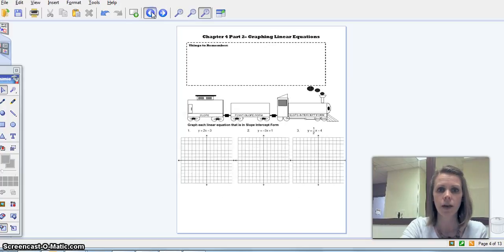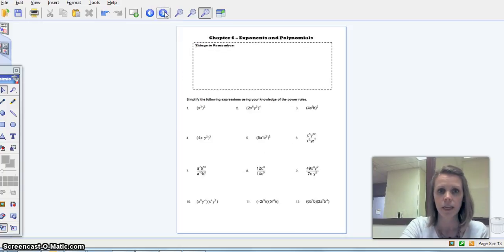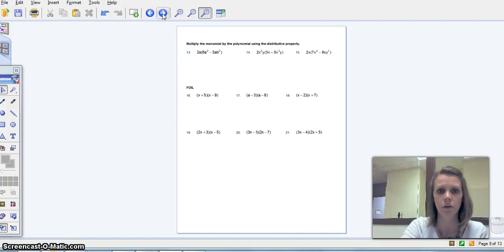But just to give you a heads up, the first part of your final exam is going to cover Chapter 4, Part 2, so graphing. It's going to cover Chapter 5, when we were graphing systems, and Chapter 6, where we talked about exponent rules and polynomials. After you finish those 3 sections, you should be ready for that first part of your final exam.